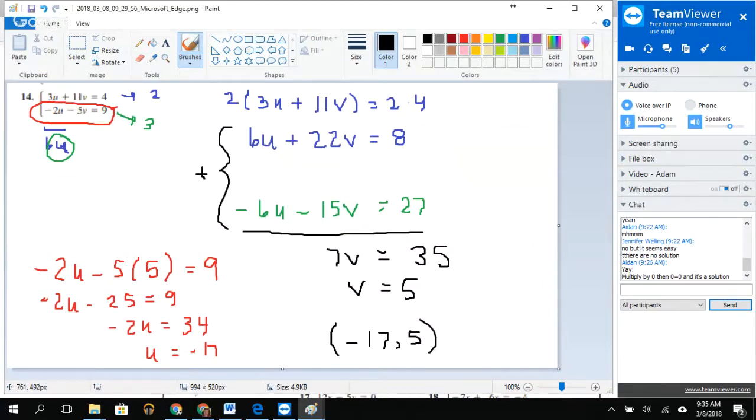So then my choices to check my work are to substitute negative 17, 5 into both of these and make sure that it works. I could also graph the two and make sure that that's my intersection point. Okay. Not too bad stuff, right?